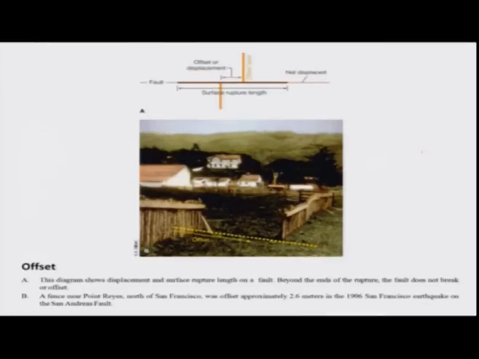So this is again a very famous photograph of the displacement of the fence, where the fence got offset along the fault line. So this is the fault line over here, and this happened during the 1906 San Francisco earthquake, where the displacement was measured around 2.6 meters.